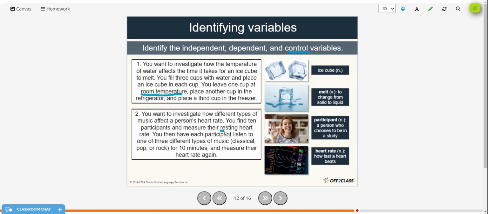So here, the resting heart rate would be the control. The types of music, classical, pop, or rock, that's the independent variable. And the heart rate after listening would be the dependent variable.